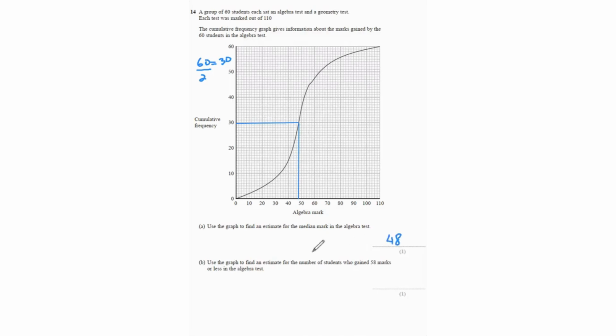So that's your median value. Then use the graph to find an estimate for the number of students who gained 58 marks or less in the algebra test. So this is slightly different from the ones that we've done previously. Those ones always focused on more than a value. Now this is less than it. So we draw a line from 58 towards the graph.